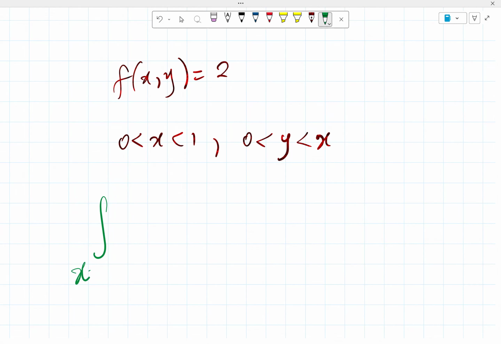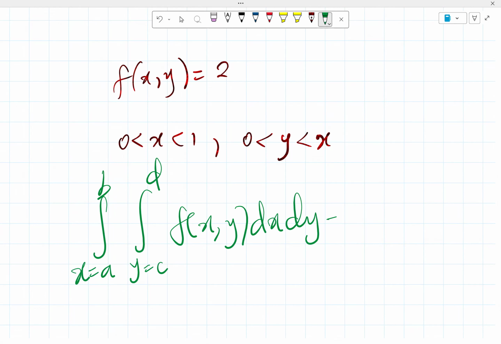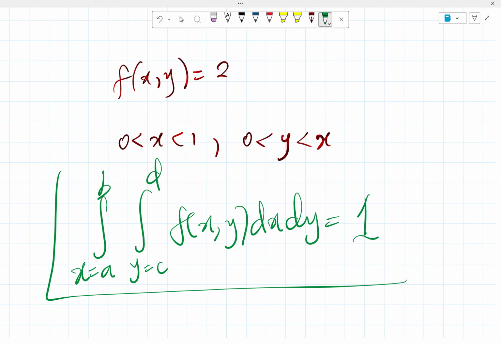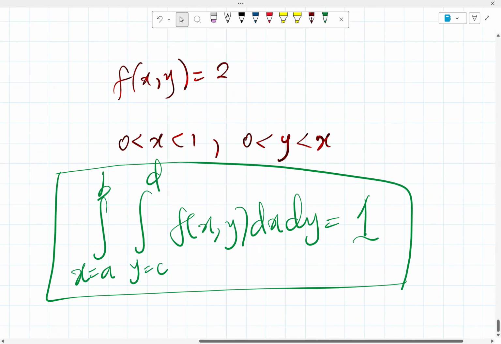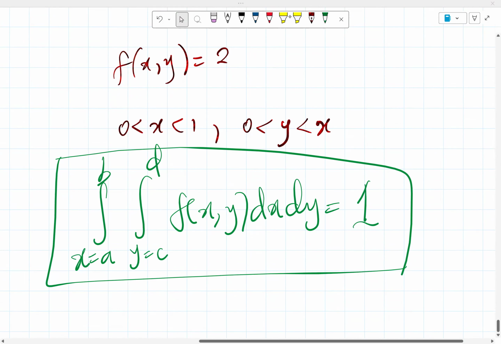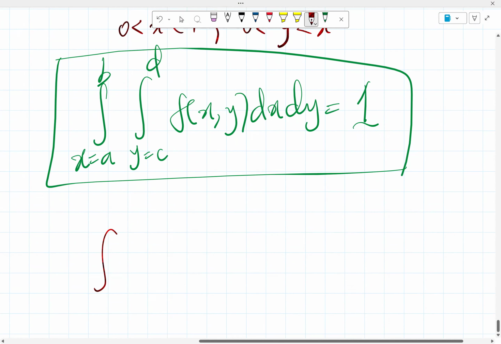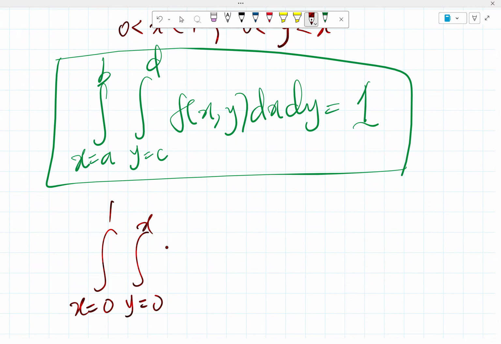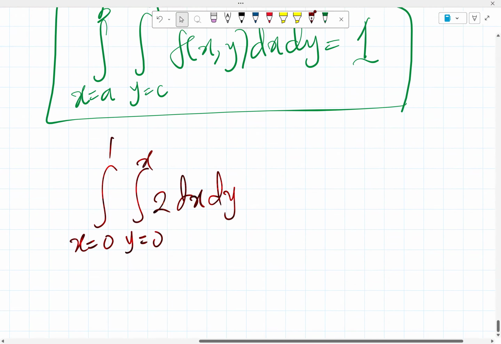So integral x is equal to a to b, integral y is equal to c to d of f of x comma y dx dy is equal to 1. Usually that's what it should be for a joint probability density function. Now with that formula, we can say this is integral x equals 0 to 1, integral y equals 0 to x of 2 dy dx. You can start with any one you like. If we do this and we get 1, then we know it is proper.